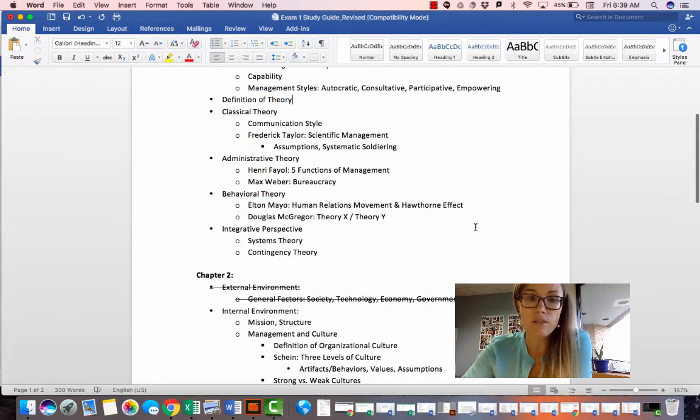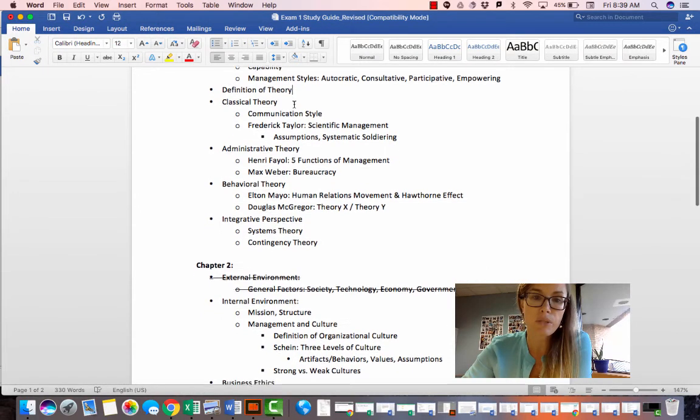Definition of theory, that should be in there as well. Looking back at what that is, it's the ways that we explain and predict and control behavior. So be familiar with that.